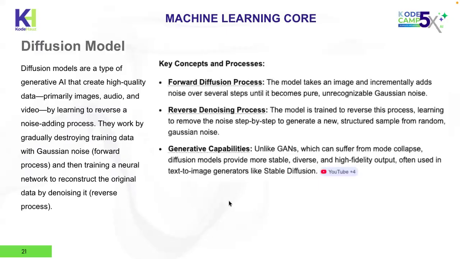So a diffusion model is essentially a type of Gen AI. This is a third type of Gen AI. Currently, diffusion models are the most popular. They are the state of the art when it comes to image generation models. The best image generation models are diffusion models, and they essentially just create high quality data.